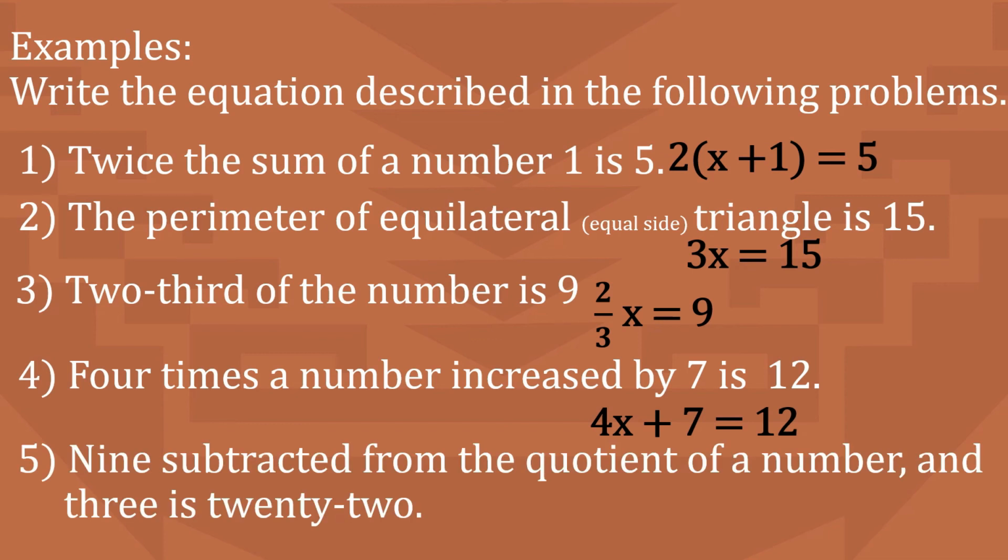Number 5: 9 subtracted from the quotient of a number and 3 is 22. The correct answer: x over 3 minus 9 equals 22.